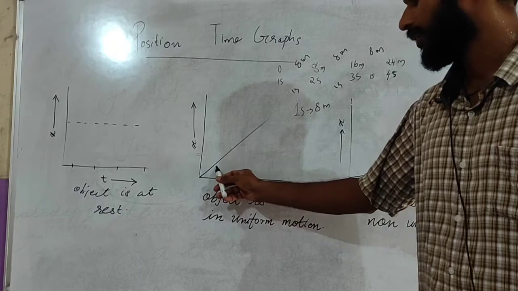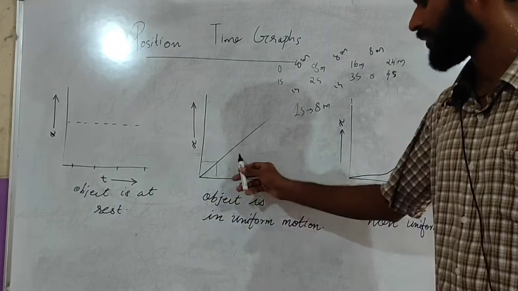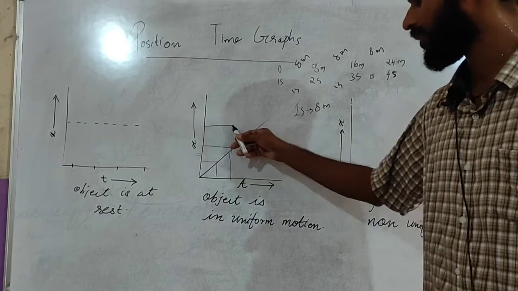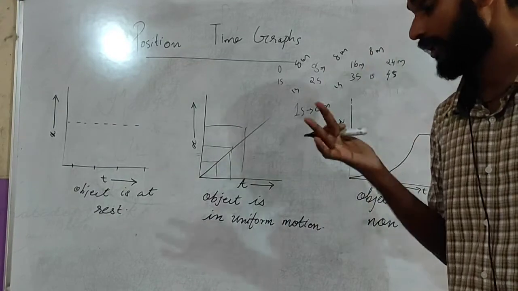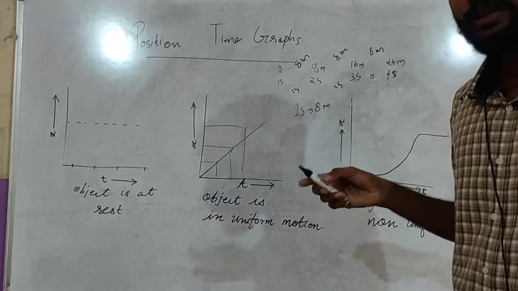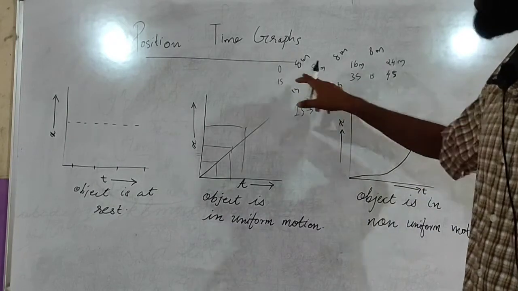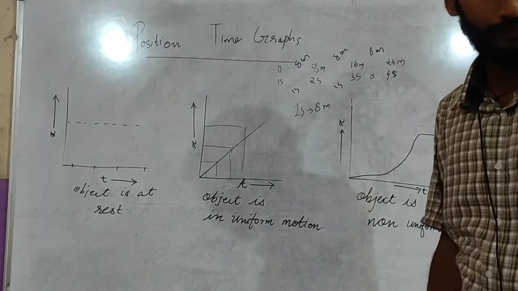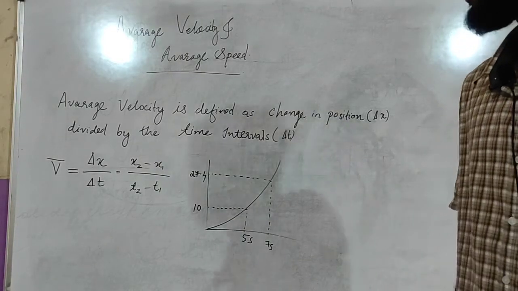Here you can see that suppose at 1 second the value will be 1, then at 2 seconds the value will be 2, at 3 seconds the value will be 3. Likewise, you will obtain the graph. If you want, you can try a graph for 1 second, 2 seconds, 3 seconds, 4 seconds with the 8 meter displacement.